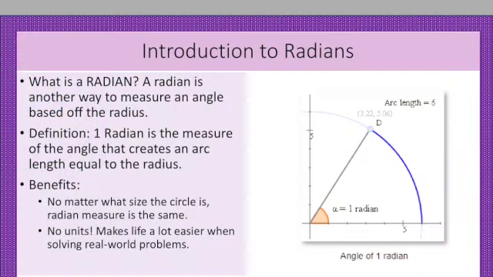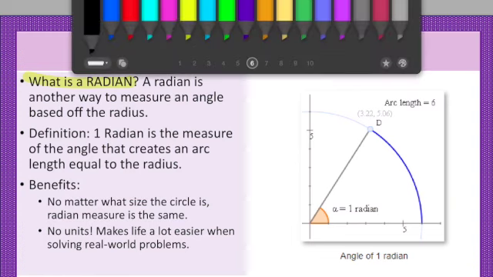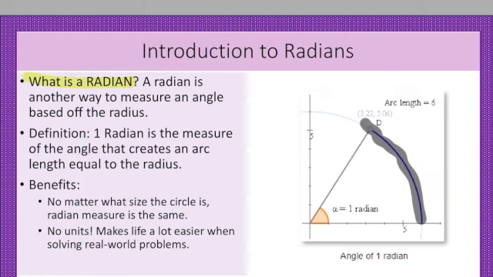So for our third objective, we're going to convert between degrees and radians. In this slide, I'm going to just quickly introduce what a radian is. A radian is another way to measure an angle, and it's based off the length of the radius. So the definition is that if I were to take the arc length of a circle, so this piece right here, let's highlight it. This piece right here is the measure of an arc of a circle.